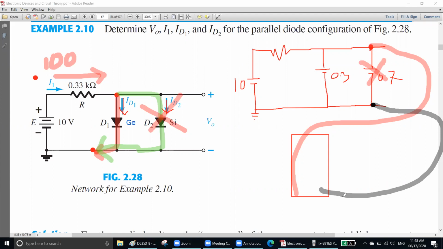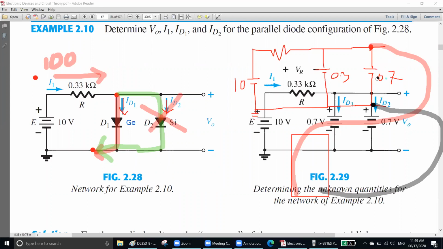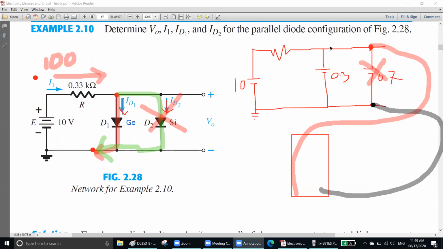Again, if no students are going in this way, that means no current is going in this way. If there is no current, there is no voltage drop in the silicon. Voltage 0.7 will not be there. How much volt will you have then? Not 0.7. You will have 0.